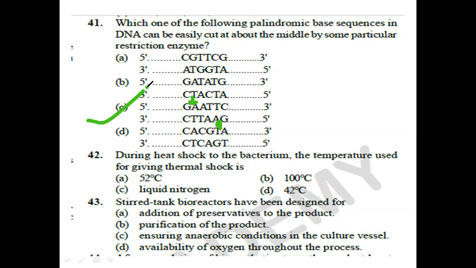Next, during heat shock to the bacterium, the temperature used for giving thermal shock is 52 degree, 100 degree, liquid nitrogen, 42 degree Celsius. It is 42 degree Celsius. Stirred tank bioreactor have been designed for addition of preservative.